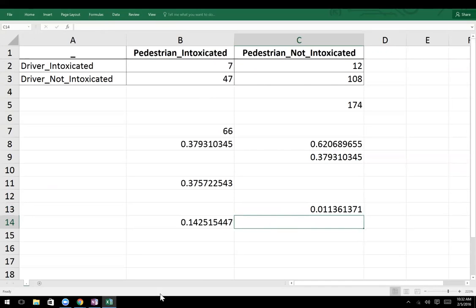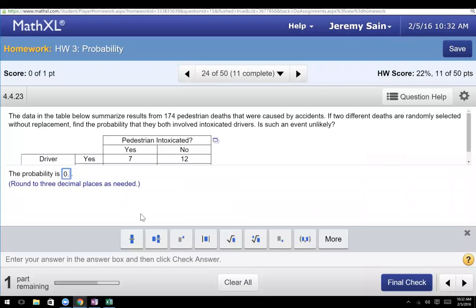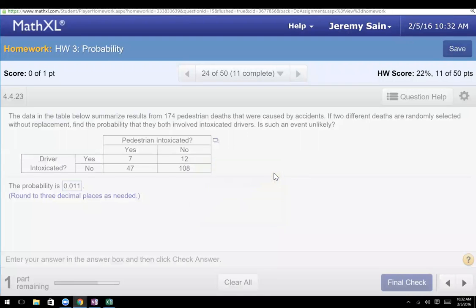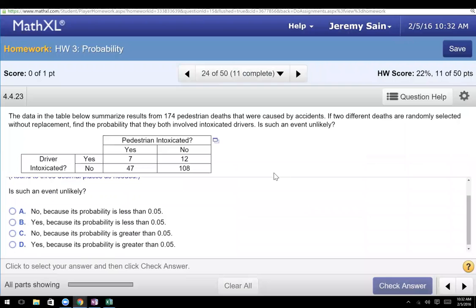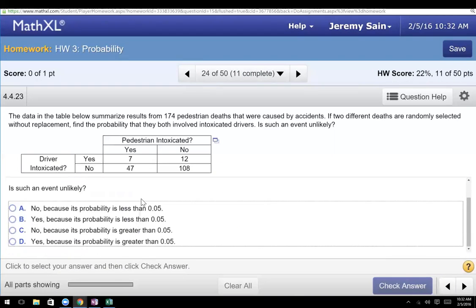So 0.011. And if it's not right this time, I'm going to hit something. Okay, fine. Is such an event likely? If I look at it, that is less than 0.05. So yes, that is unlikely.